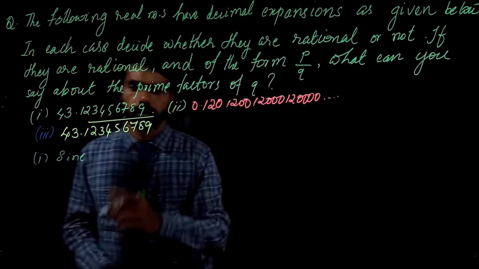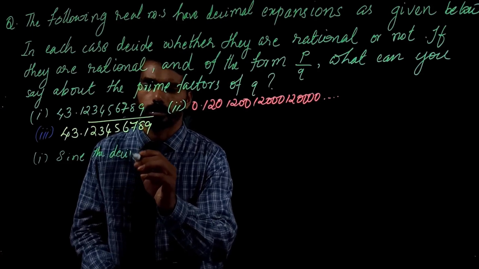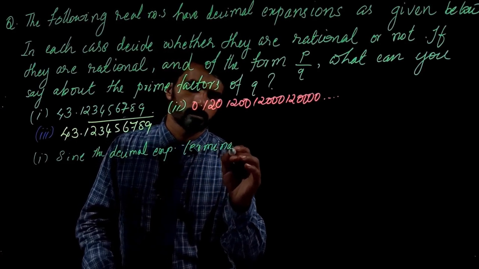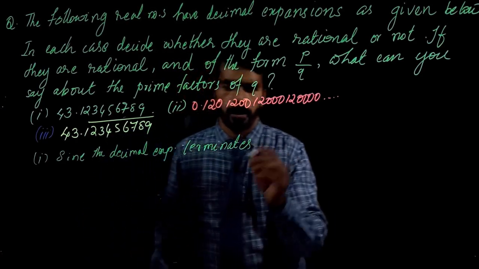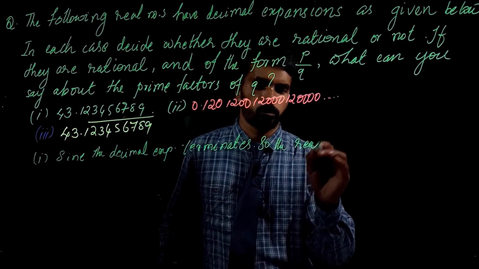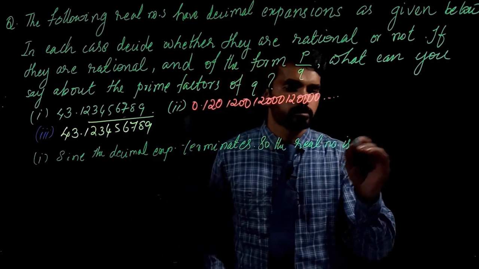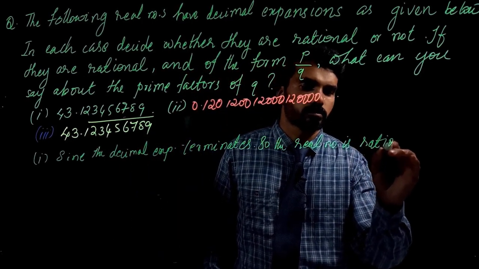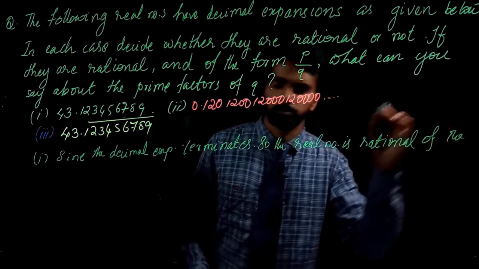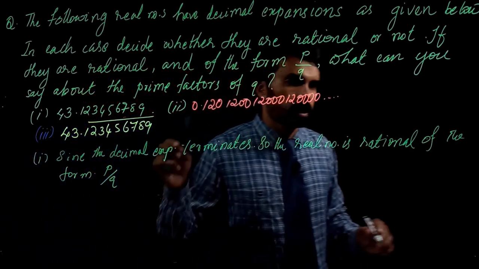Since the decimal expansion terminates, the real number is rational and of the form P by Q. Now let us check the question again.